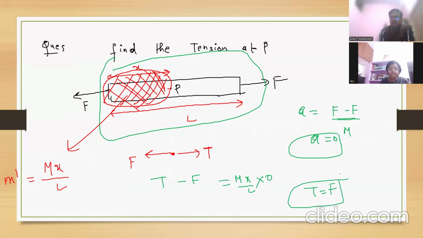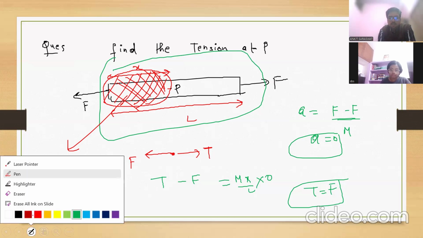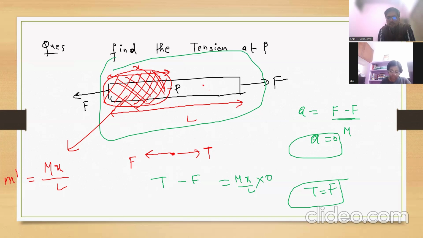Anywhere you take a point now, you will get constant tension. If you take a point here, here also tension will be F, because acceleration is 0. Here also F. The one concept we got: if acceleration is 0, then a heavy string behaves as a light string, because everywhere the tension is the same.